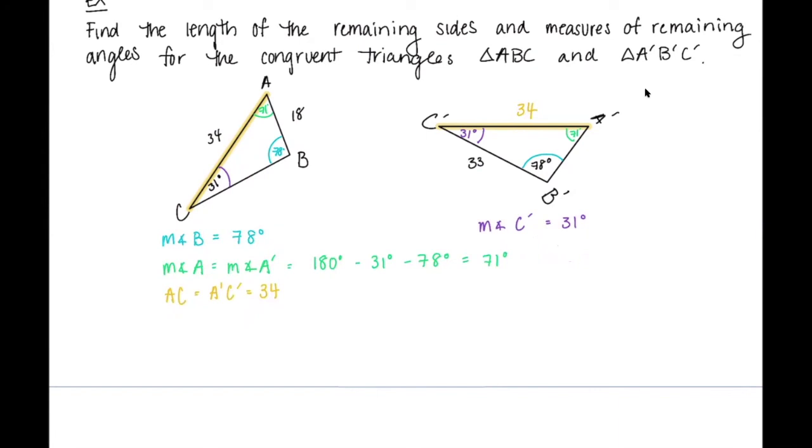Moving on, what color haven't I used? We haven't used orange. AB is the same as A prime, B prime. So they both better equal 18 since they're congruent. So AB is A prime, B prime. They're both 18. And then one last side, connecting C and B, C prime, B prime. They both better equal 33.